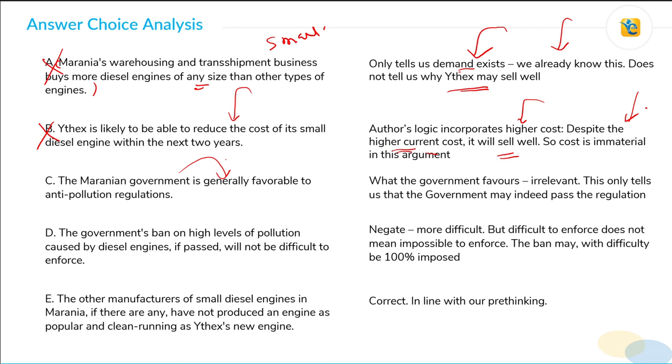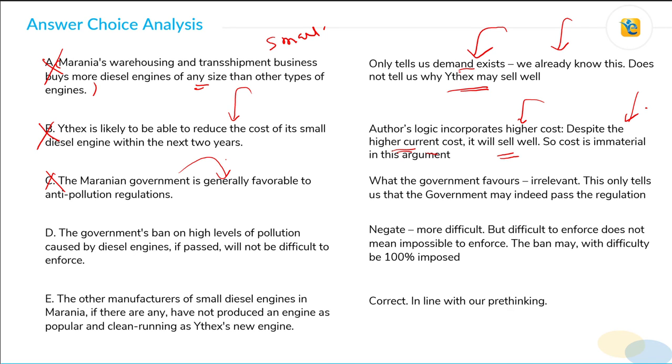In reality, what happens if the ban gets passed? If the ban gets passed, what is going to happen? That is what the conclusion is all about. So option C therefore is completely irrelevant. Remember that your conclusion is about a hypothetical situation. What happens if the ban gets passed? Whether the ban gets passed or not, nobody cares.